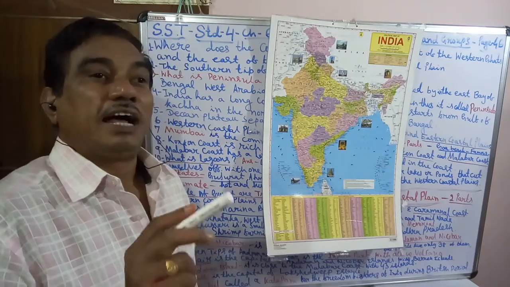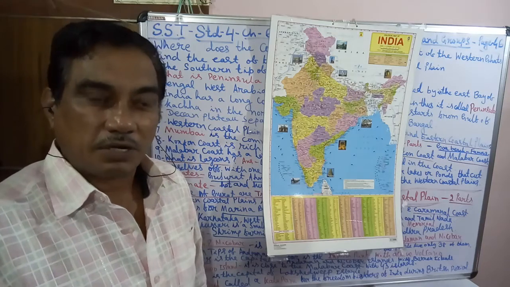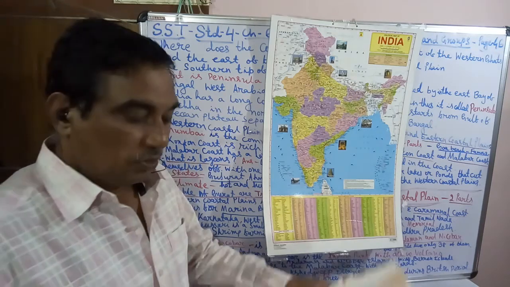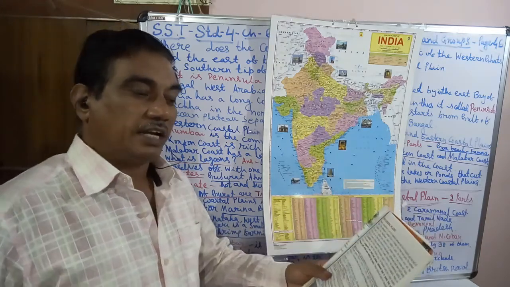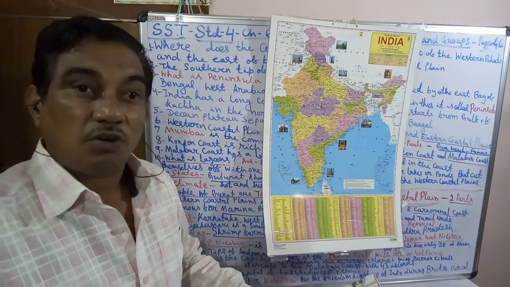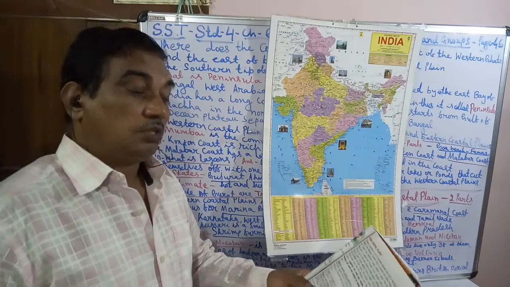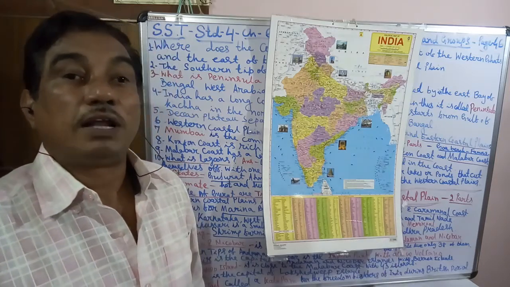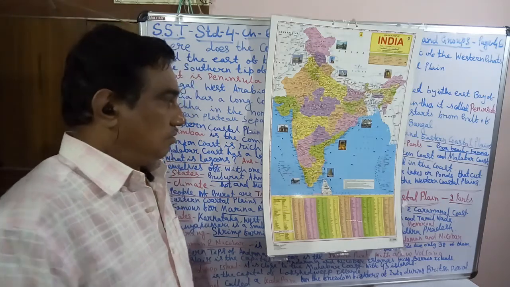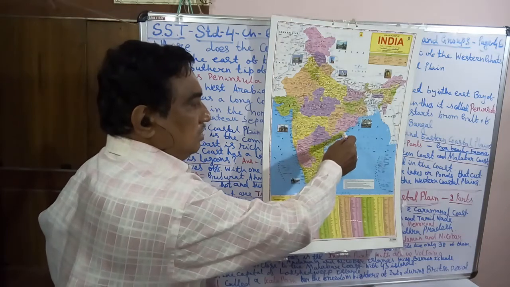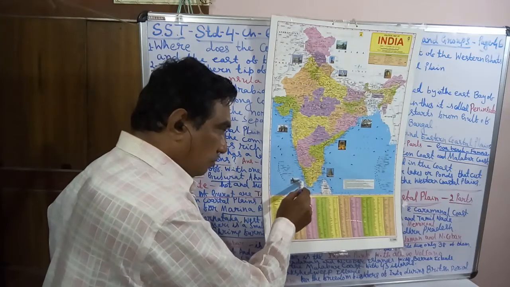So what are lagoons? Lagoons are small and shallow saltwater lakes or ponds that connect with one another through a canal. That is called lagoons. This is the Chilika lagoon. Here are also lagoons. So the Malabar coast is full of lagoons.